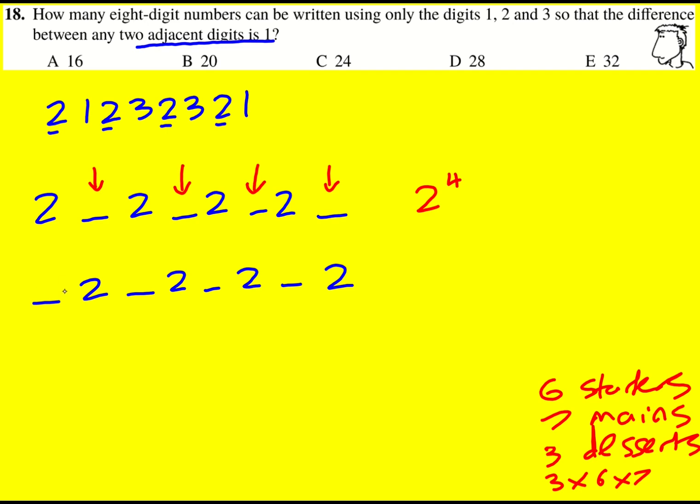It's going to be exactly the same for this second configuration where we started with 1 and 3. So overall, the answer is going to be 2 lots of 2 to the power 4. That's separating like that. I think it makes sense. 2 to the 4 is 16, times by 2 again gives 32.